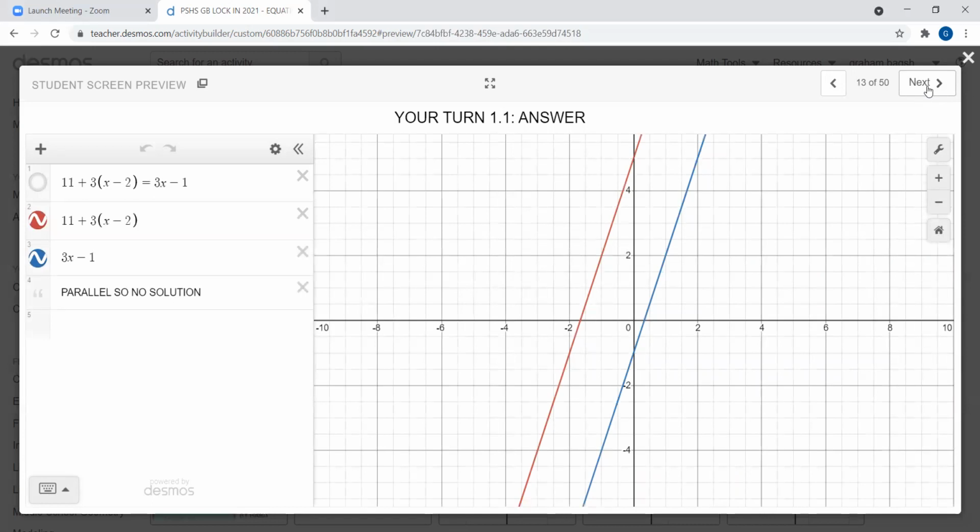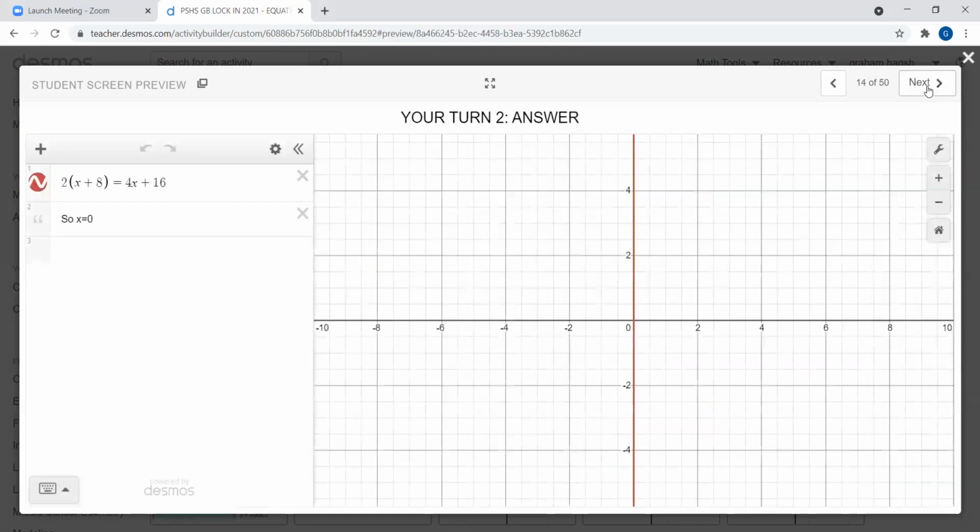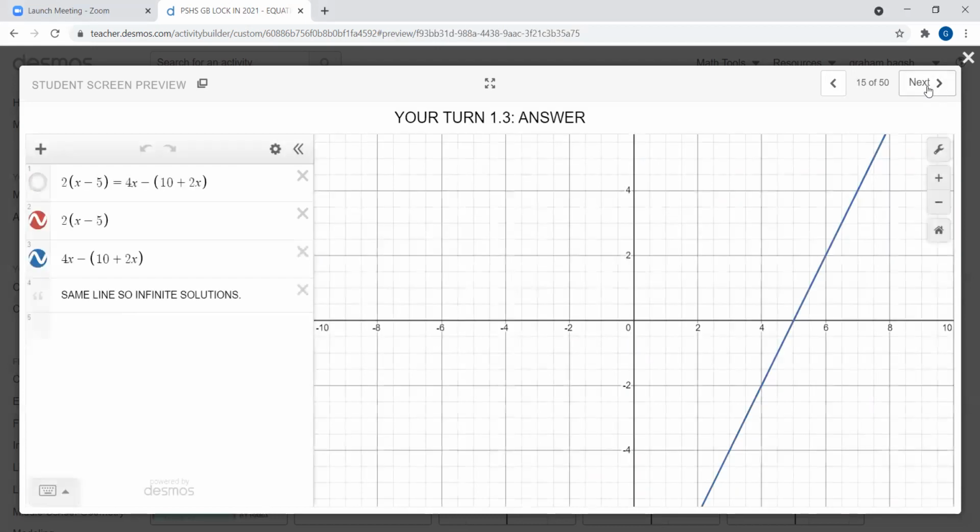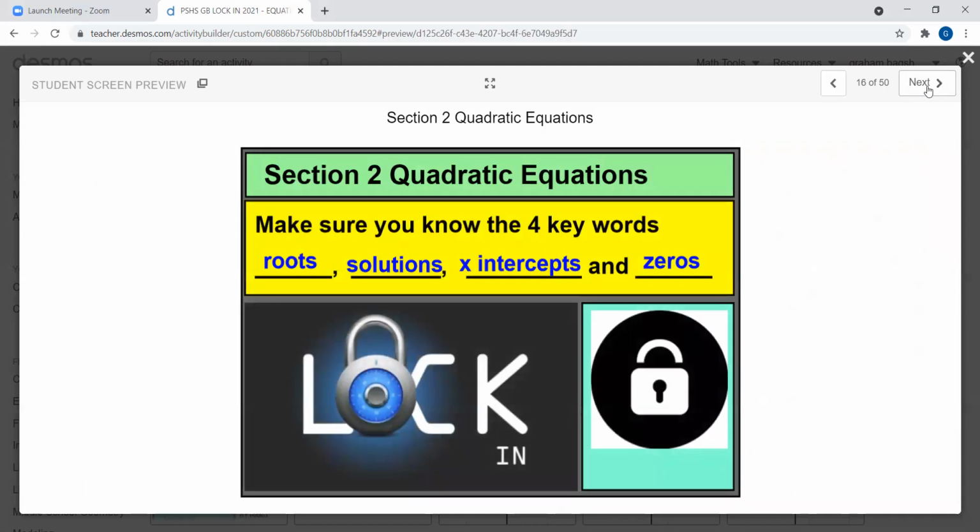And we can actually see a little clearer here because we have the answers. So that one was our no solution. This one was the 0. And this one was the same line. Therefore, it was infinite solutions.